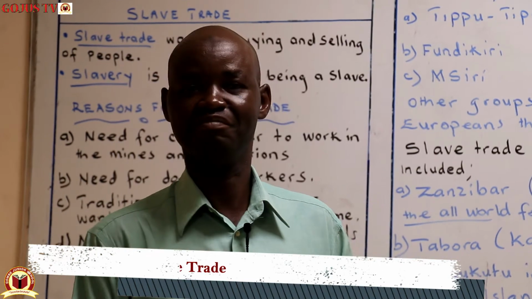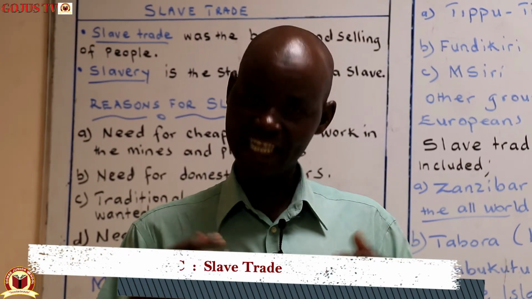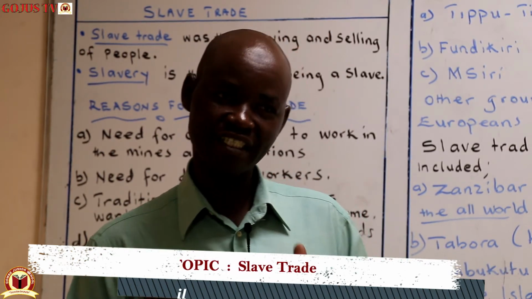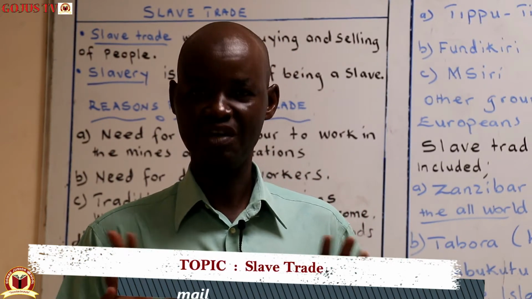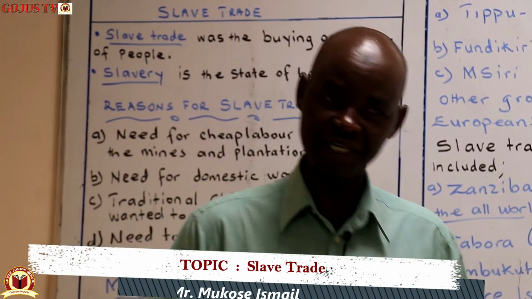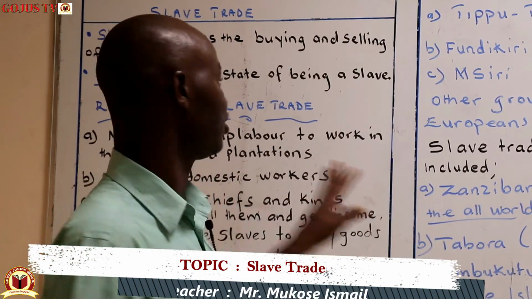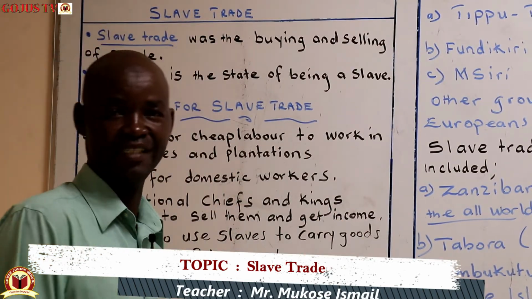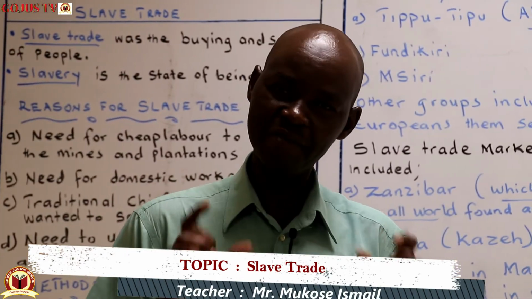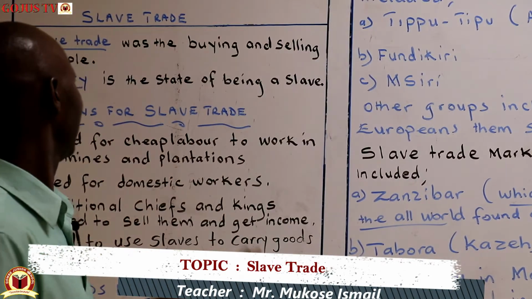Previously, last time, we looked at the early traders and their major reasons for coming. We looked at the Arabs. I know this lesson was a bit clear. That is why I moved straight away to the reason for their coming, and particularly, we are going to look at slave trade. When we look at slave trade, there are some key terms and information that you need to know.